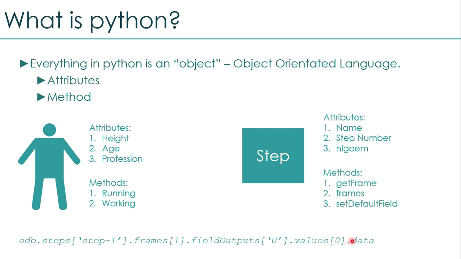Okay. So then at the end, I'm using the data, right? It will give the values for that field output. So you can see how useful the dot notation is. You don't have to write a bunch of lines of code. In the same line you can get the data. So that's why this object oriented concept is useful here, right?